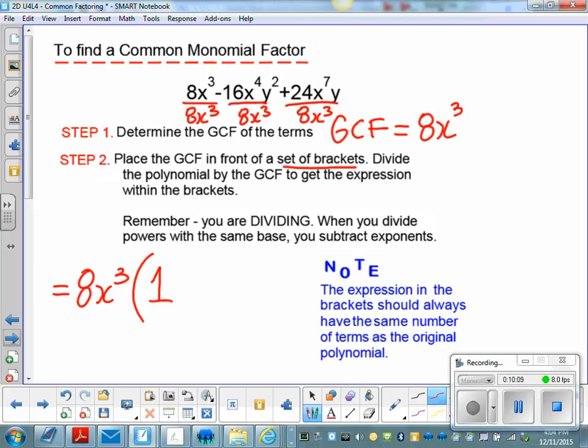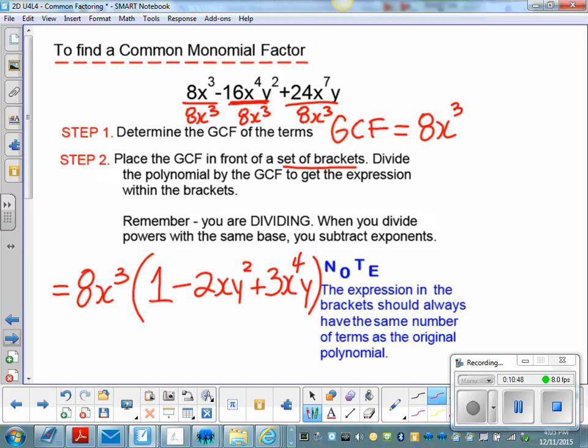If I divide negative 16x to the 4, y squared divided by 8x cubed, if I divide negative 16 and 8, I get negative 2. And then remember, I subtract the exponents on the x's. So that's just going to be x to the 1. And then y squared is part of the mix there as well. And on the end, if I divide 24x to the 7, y divided by 8x cubed, I divide 24 and 8 first, I get 3. I subtract the exponents on the x's, and then y is on the end.